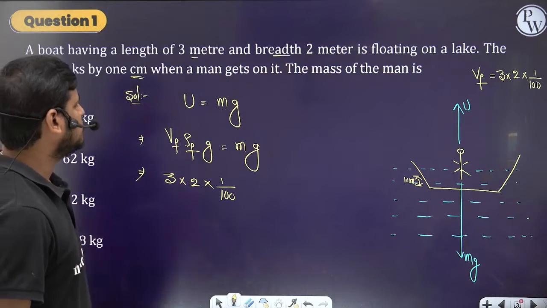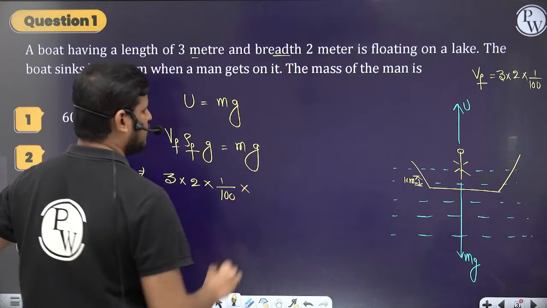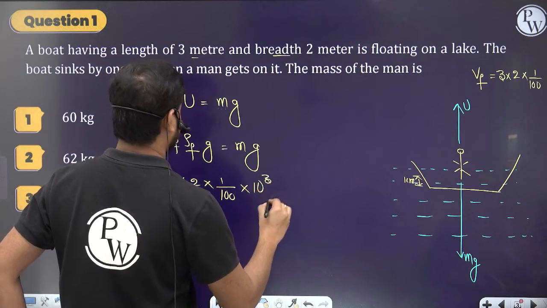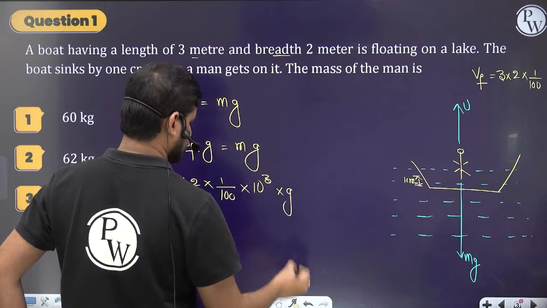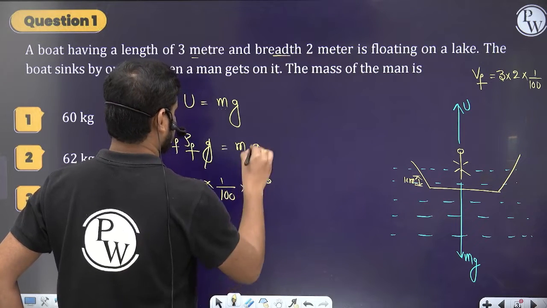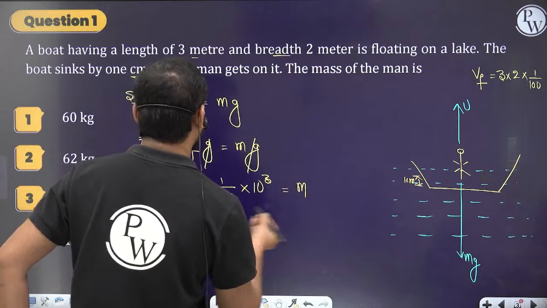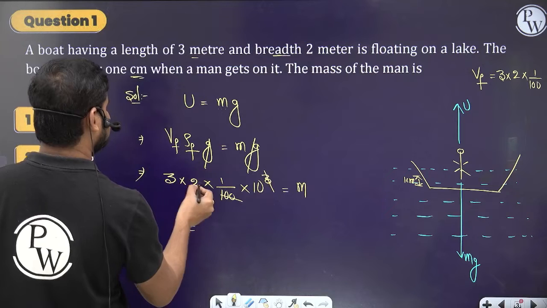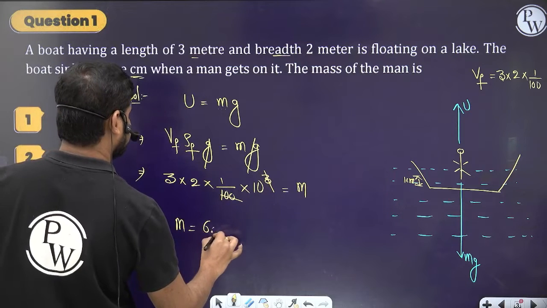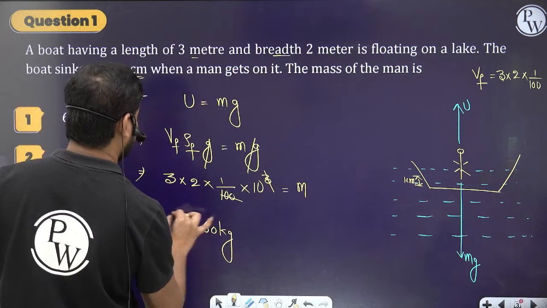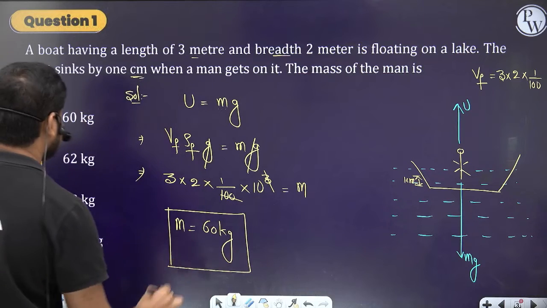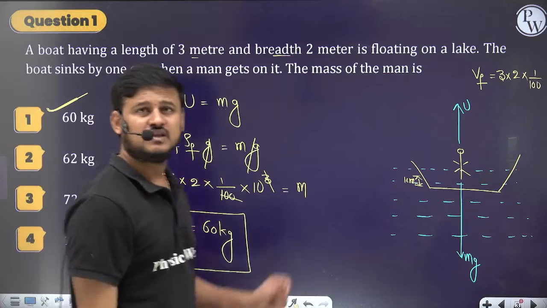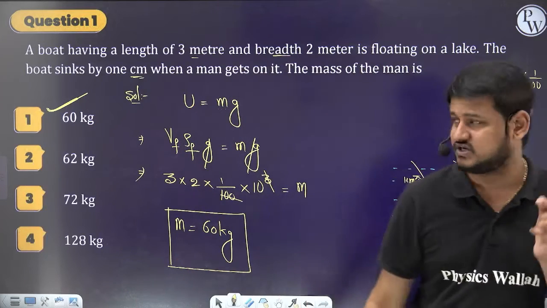And then, what is the density of water we take? Let's take 10 to the power 3 into g. Let's cancel g on either side. So that's it, we got the mass value. The mass will be equal to 2 zeros, 1 zero cancel, 6 into 10, so 60 kg. So the man's weight should be 60 kg. So option 1 is the correct one. Done, guys. Simple question.